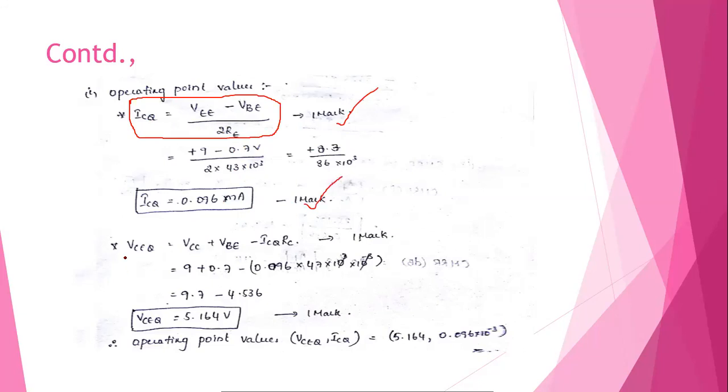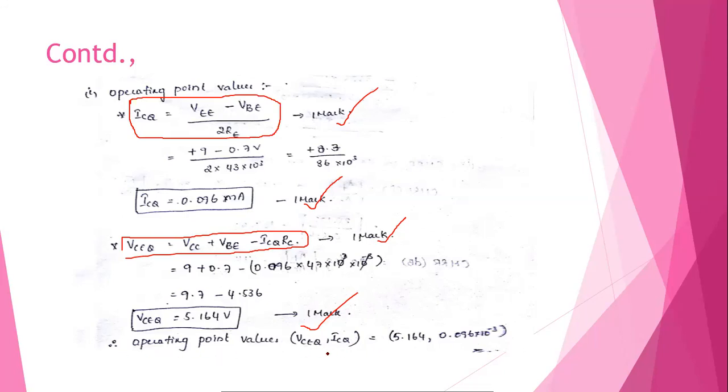Next we have VCEQ, that is VCC plus VBE minus ICQ into RC. Here we are going to find out VCEQ. If you write this formula, you will be getting 1 mark. And if you substitute all the values, simplify, and get the correct answer, then you will be getting 1 mark. So from this part, you will be getting 4 marks out of 14 marks. Finally, you have to represent it like this.